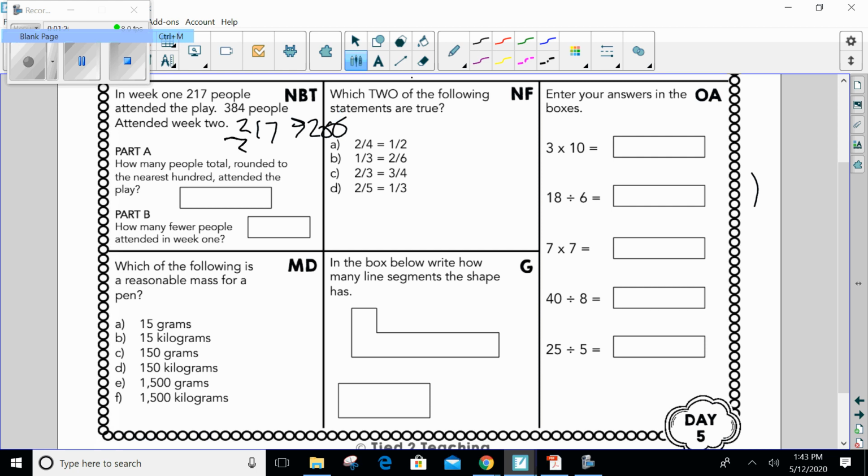384. Is it closer to 300 or is it closer to 400? You're right, it's closer to 400. When you get to 350 and above, you round up. So it becomes 400.